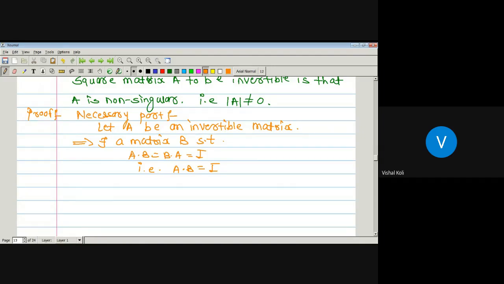Then taking the determinant on both sides, determinant of A into B is equal to determinant of I. Then by the property of determinant, determinant of A into B is nothing but determinant of A into determinant of B. Either we can take the determinant of A into B, or find the determinant of A and determinant of B and multiply them, which is equal to the determinant of the product of the two matrices A and B, and which is equal to determinant of I.